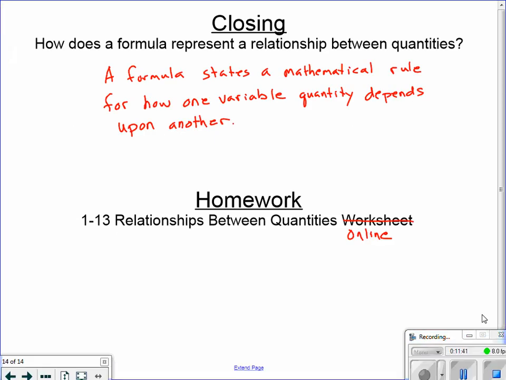All right, to close this out, how does a formula represent a relationship between quantities? Well, a formula states a mathematical rule for how one variable quantity depends upon the other. If we think about Lisa's height, her overall height depended on how high her shoes were. The taller her shoes, the taller her overall height. If we think about the cup problem, the more cups in the stack, the higher the overall height of the stack was. Okay, so in both of those, one variable depended on the other. In Lisa's problem, the overall height depended on the height of the shoes. In the cup problem, the overall height depended on how many cups were in the stack.